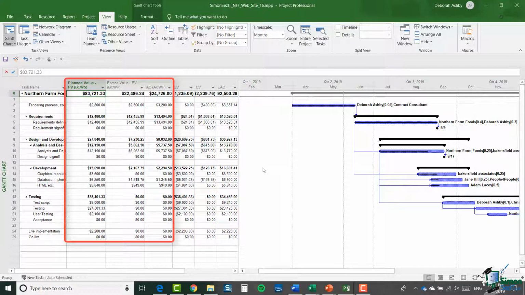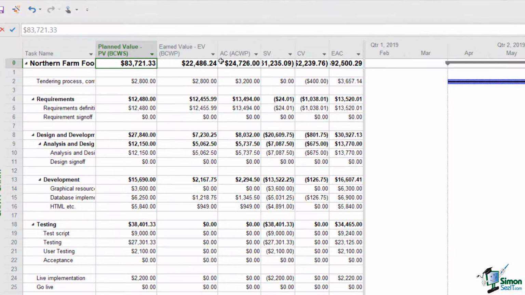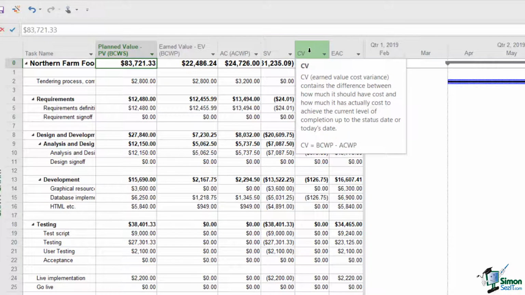Now these are the three statistics that I've referred to already, so I won't dwell on these. The one point I will make here, and try not to keep repeating myself, remember that Project 2019 calculates these for you. So what you really need to be able to do is to understand what each of these mean and where to use them, rather than necessarily just how to calculate. Now to the right of these three, we have two more very important statistics. We have SV and CV.